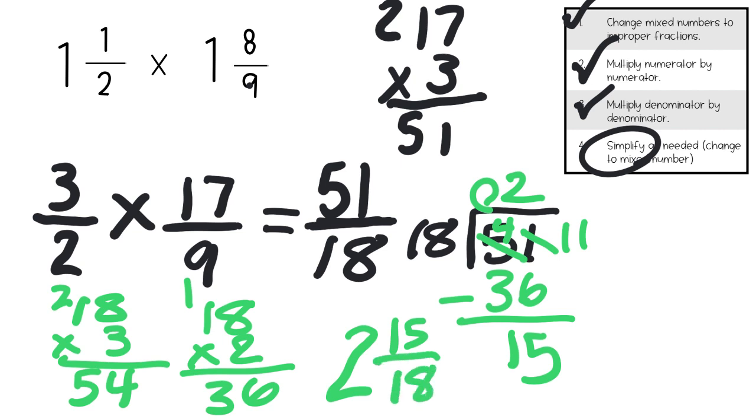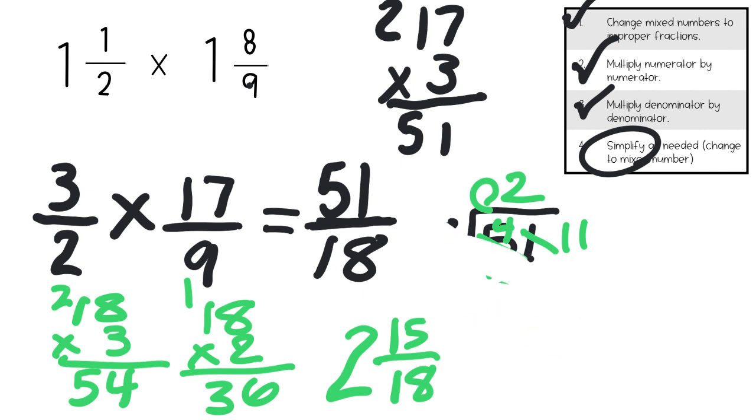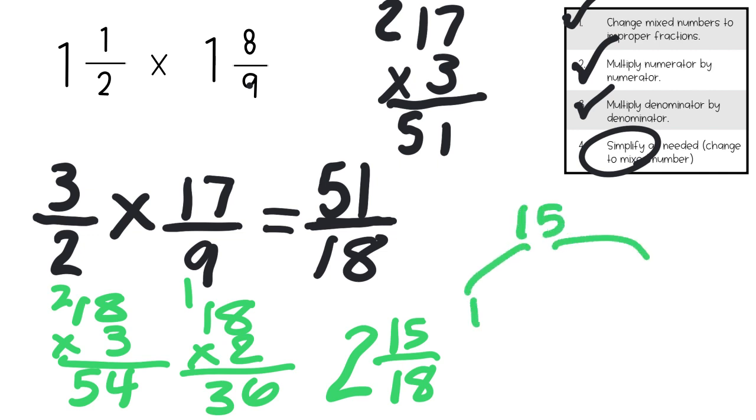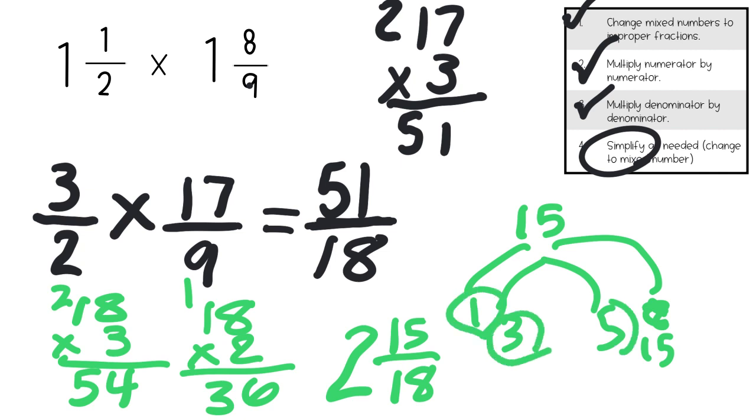Now, we need to look and see, can we simplify this? Now I'm going to give us some room over here, just erase some of the stuff that we've just done. And now I need to think, okay, can I simplify this fraction of 15 18ths? Let's think of the factors of 15. 1 and 15. 2 and anything? No. 3 and 5. 4 and anything? Nope. Now let's look at our factors here. 1, 3, 5, 15.